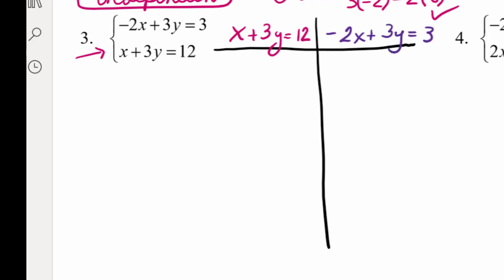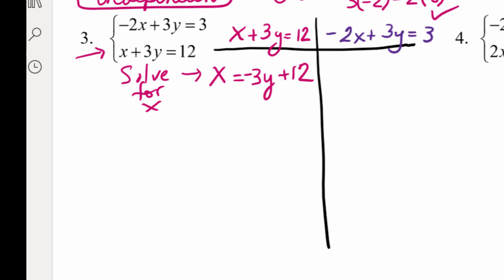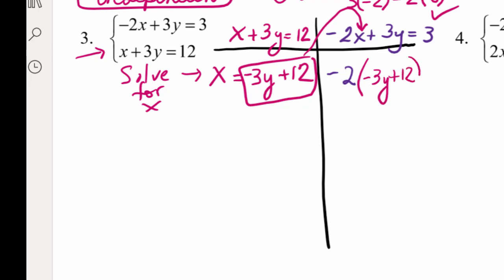Now, on the left, we have one extra step this time. We have to solve for x first, because we really need to solve for one of the variables. x is the easiest. So we're going to subtract 3y and put it with the 12. So now we have x equals negative 3y plus 12. And what are we going to do? We're going to take this piece right here, and we're going to substitute it on the right-hand side where the x is. So we have negative 2, and then we're going to have our negative 3y plus 12 that we got from the left side of the T-table. And then we have plus 3y equals 3.